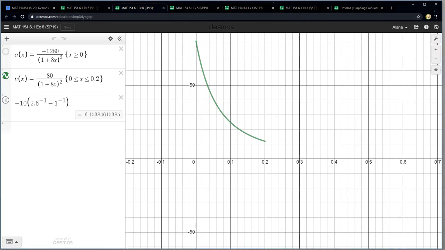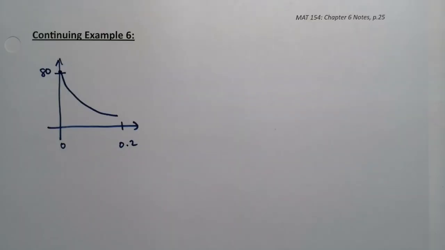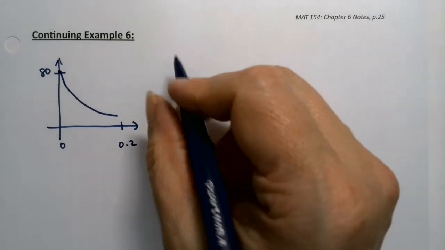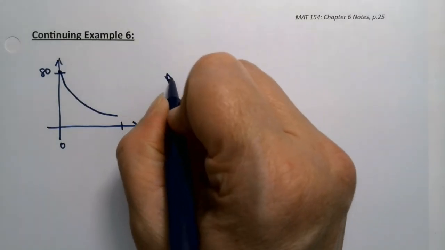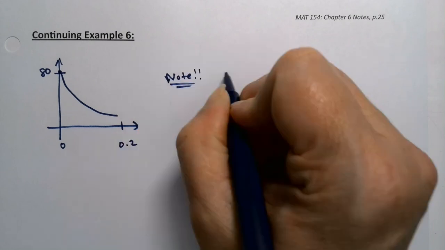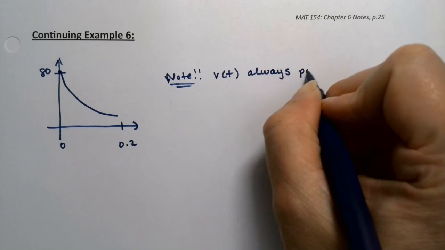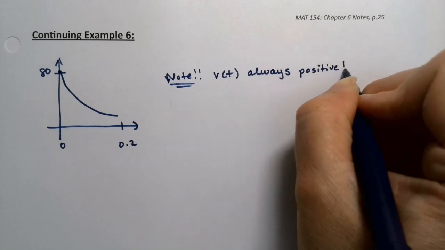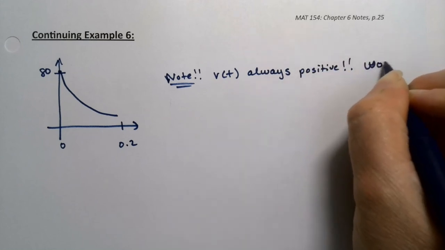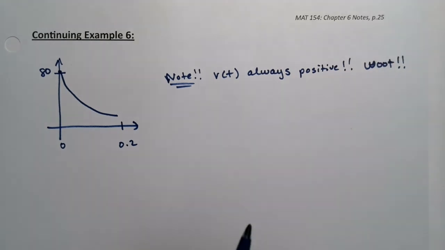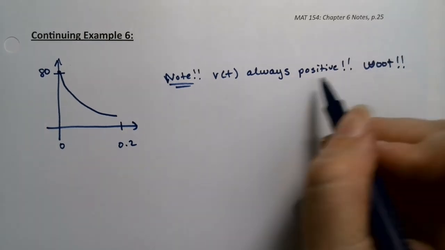All right, well, I'm always happy about that. I am super happy because we can make a note. V of t is always positive. Woot. Now, why is that woot? Well, because that means that I won't have to separate.